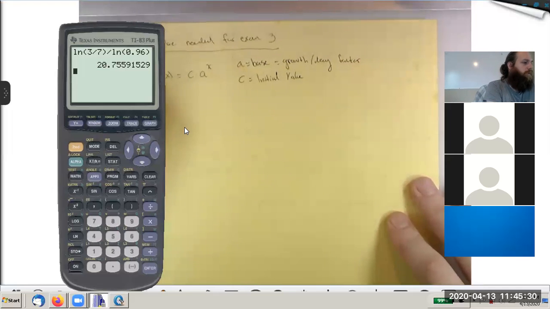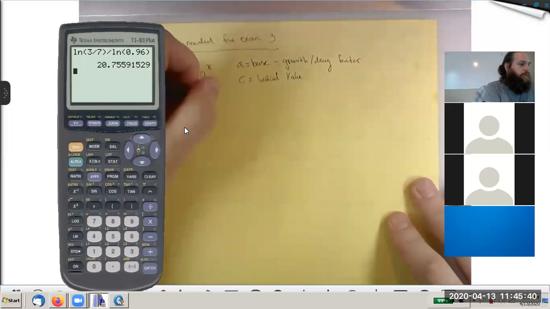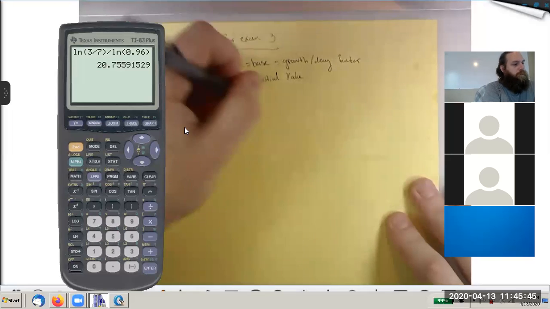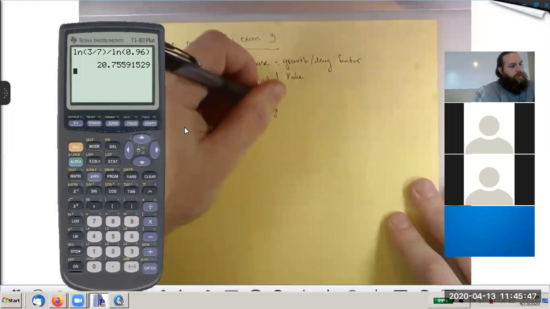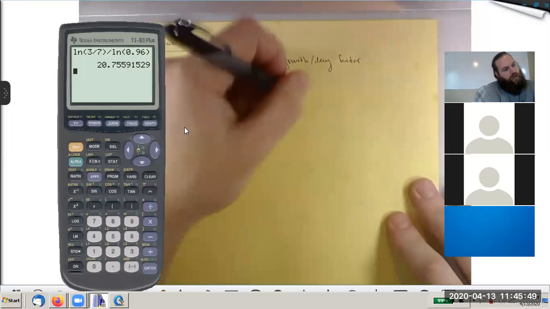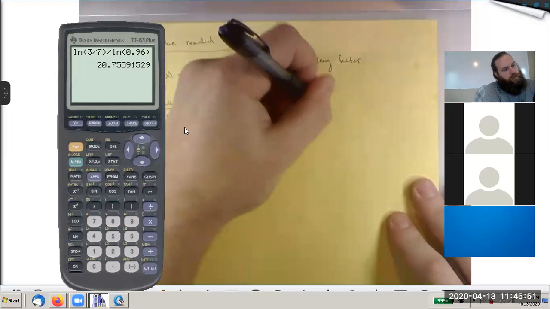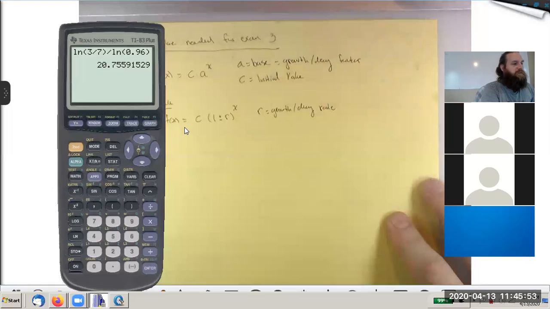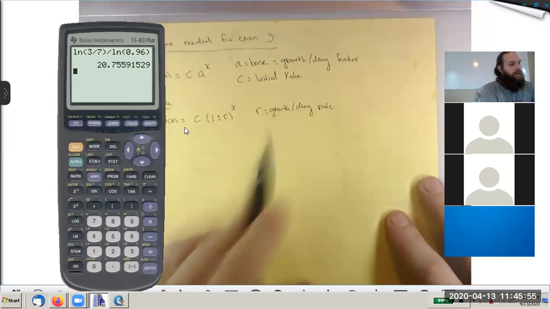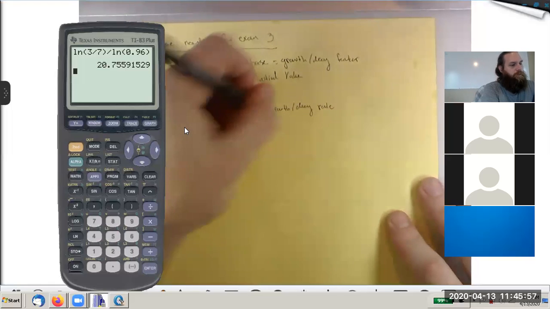You'll need to know the rate formula. That's f of x equals c times 1 plus or minus r to the x, where r is called the growth or decay rate. C is always called the initial value, so I'm not going to keep writing it. I guess I will.